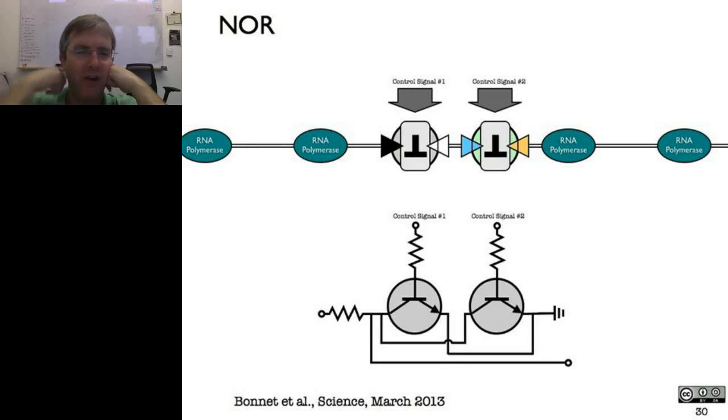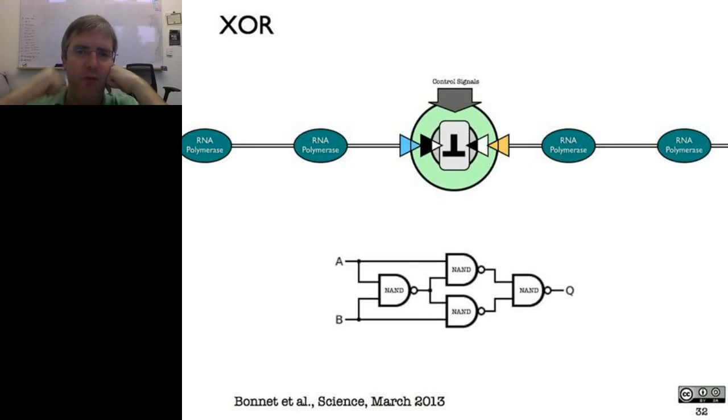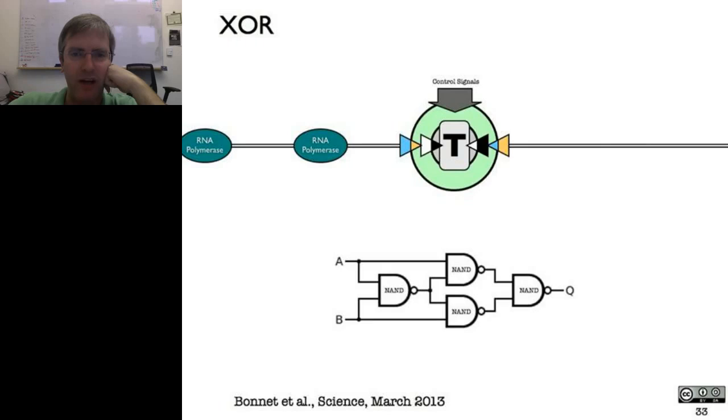If it starts in this configuration, it's actually a different gate. It's called a not-or gate. Here's a different example. This is where we're nesting the flipping sites around a single transcriptor. So in this configuration, there's no polymerase flowing through. Neither control signal has come in to flip. If one of the control signals come in, then the polymerase can pass through. But if the other control signal comes in, then the transcriptor is returned to its original state, and the control signals have now turned off the output.